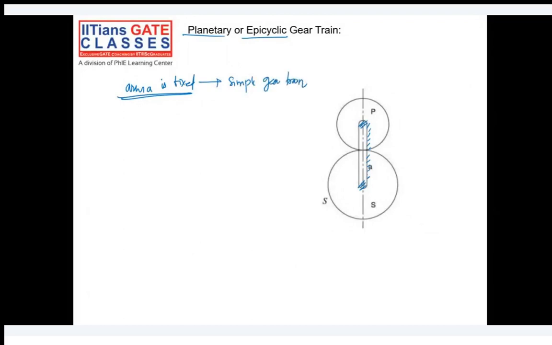Another situation is, let's say you fix the sun. What will happen? If you fix the sun gear and rotate the arm, as I explained before, your planet gear will not just rotate about itself but also rotate around the sun. And that's why the term planetary gear train is used here.